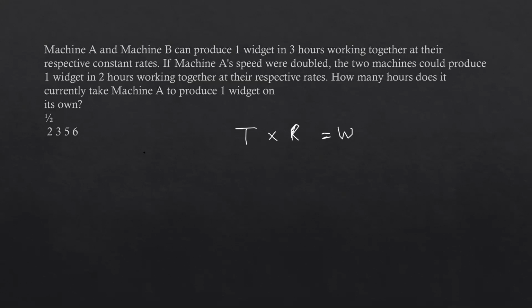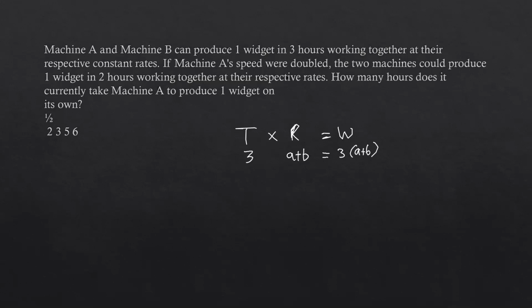So when A and B are working together, I'm going to assume their rates. Let's say the rate of A is A, the rate of B is B. Let's say A finishes this many units per hour, B finishes this many units per hour. If they both work together and they work for 3 hours, then they finish the whole work, because A and B can produce one widget in 3 hours. So that means if they work for 3 hours, this is the rate. That means this is the amount of work that they have finished.